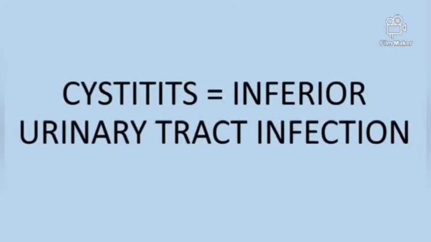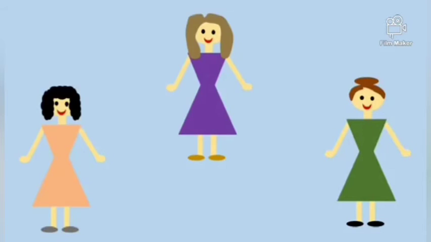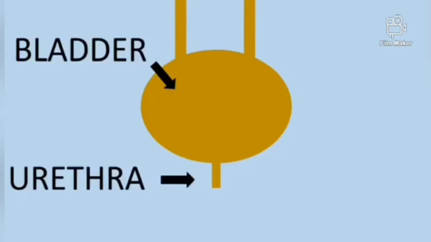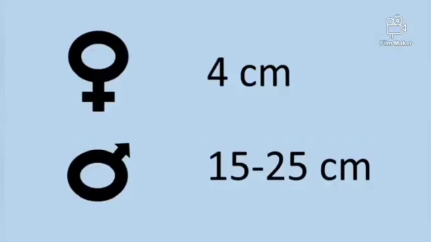Cystitis, also known as the inferior urinary tract infection, is the inflammation of the bladder. Cystitis is more common in women because women's urethra is shorter than men's urethra and it is closer to the anus. The urethra is the last tubular structure of the urinary tract that conducts the urine from the bladder to the outside of the body. Women's urethra is about 4 centimeters long. Men's urethra is about 15 to 25 centimeters long.